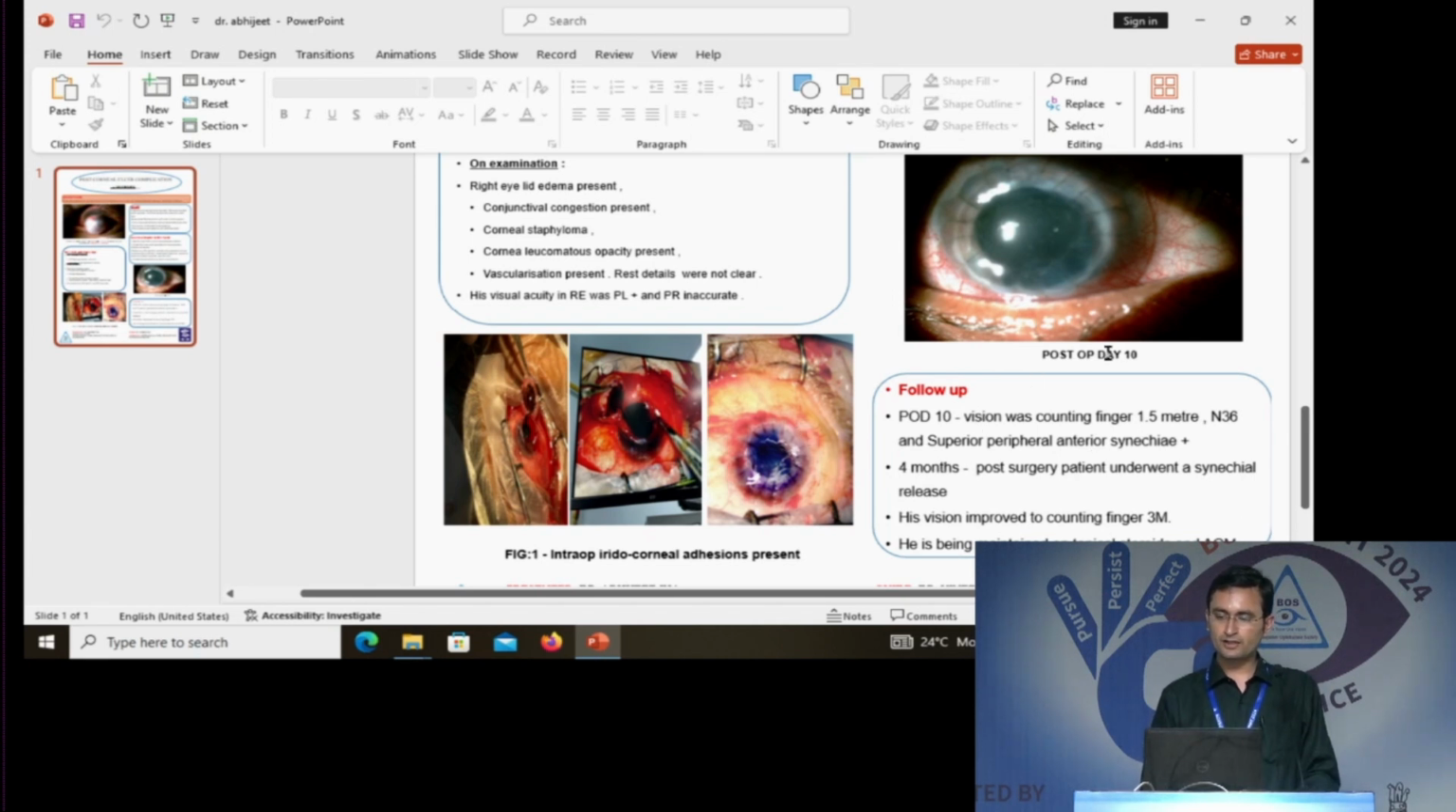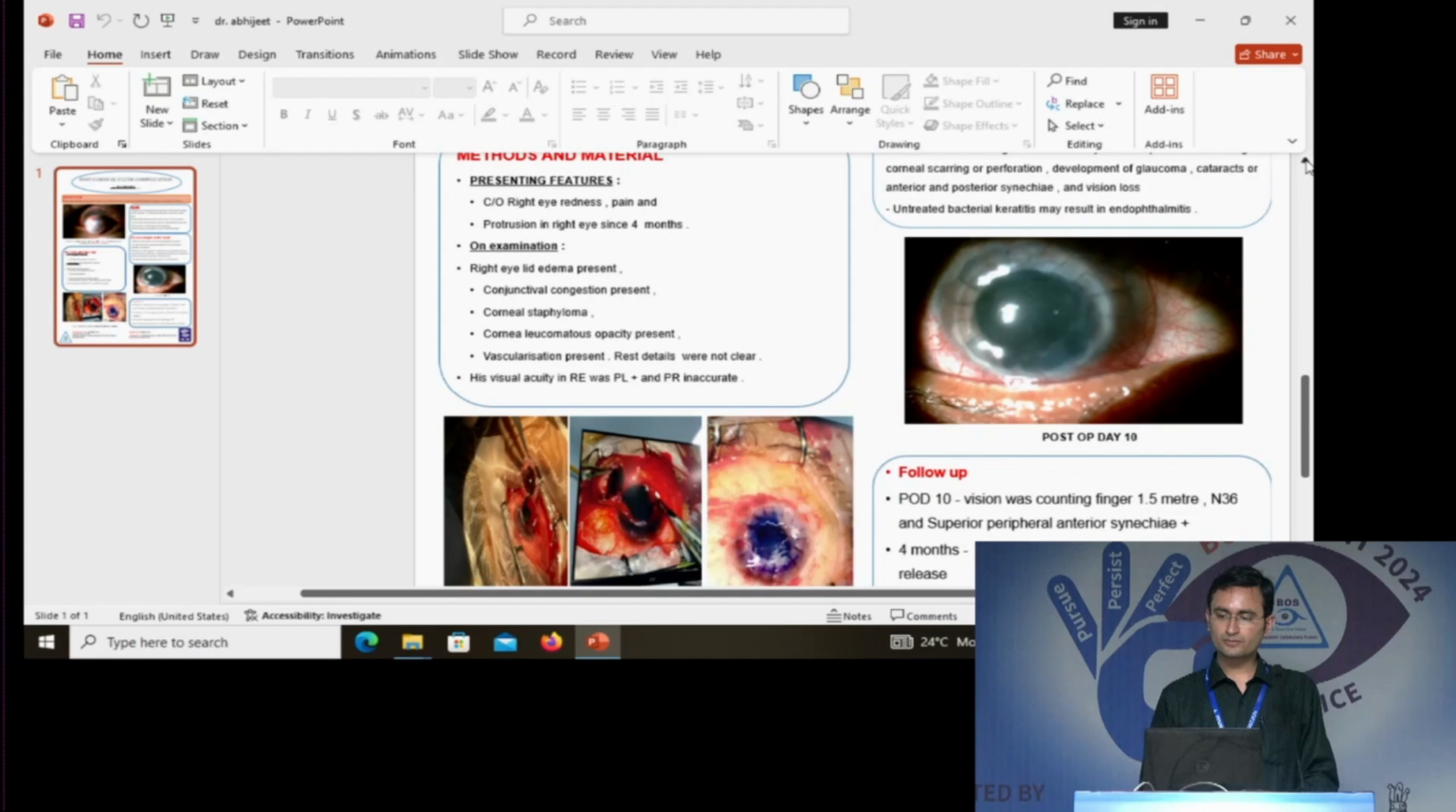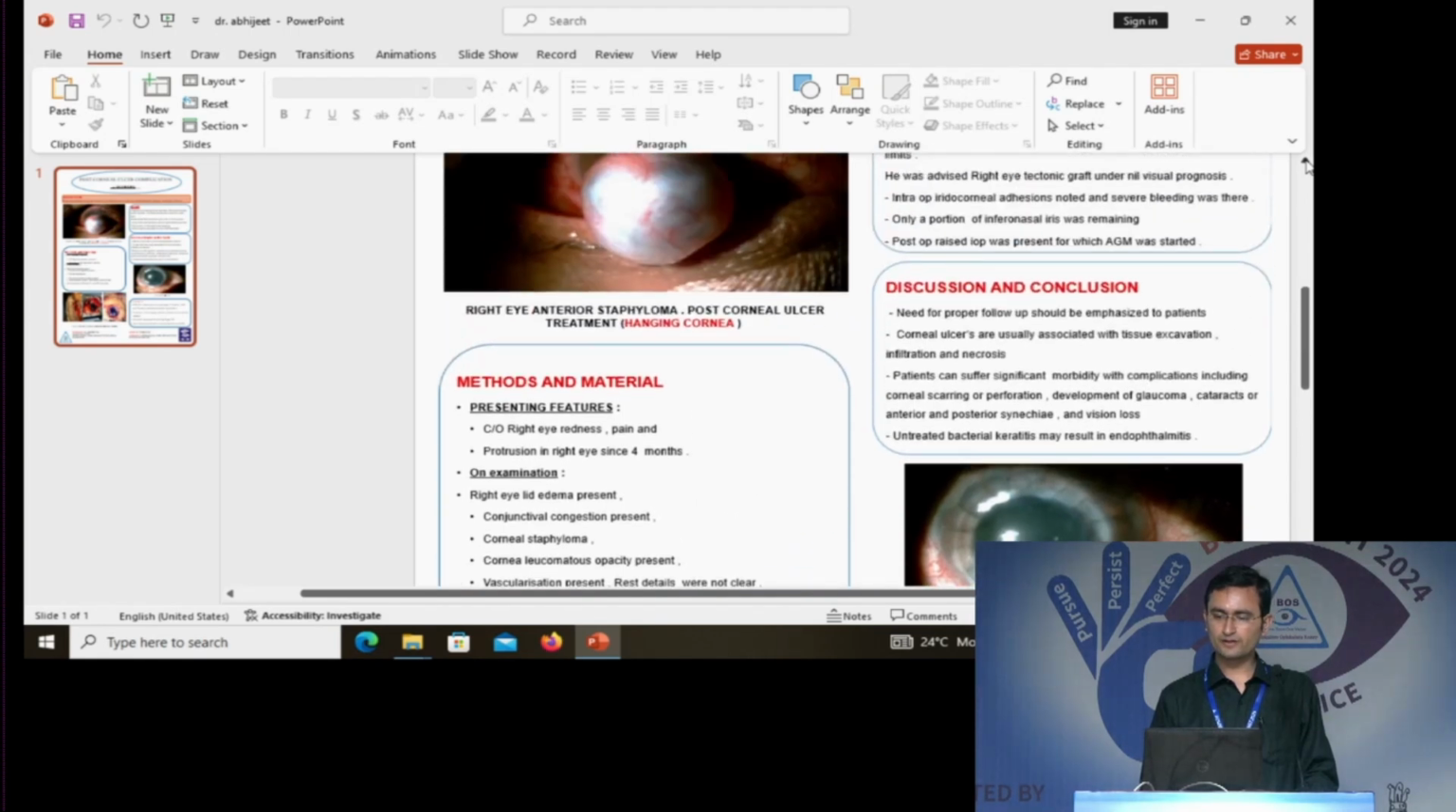And post-op he was coming to us and he followed up here. Post-op he was started on medications, and post-op IOP was raised, for which one AGM was started. In discussion and conclusion, I want to stress that proper follow-up should always be emphasized to patients. Corneal ulcers are usually associated with tissue excavation, infiltration and necrosis. Patients can suffer significant morbidity with complications including corneal scarring or perforation and development of glaucoma, cataracts or anterior and posterior synechiae and vision loss. And untreated bacterial keratitis may result in endophthalmitis.